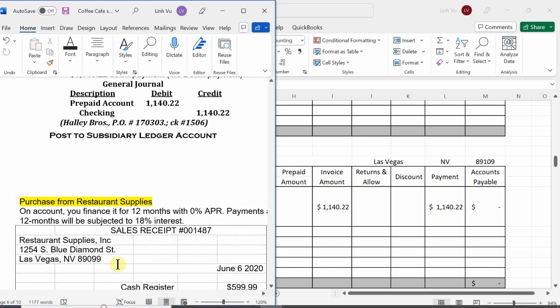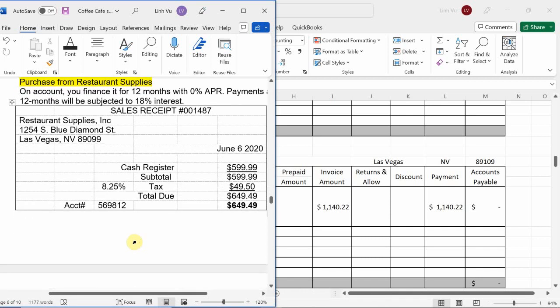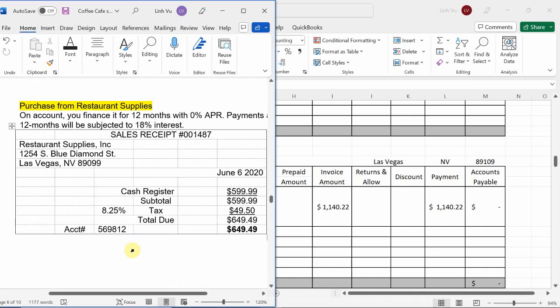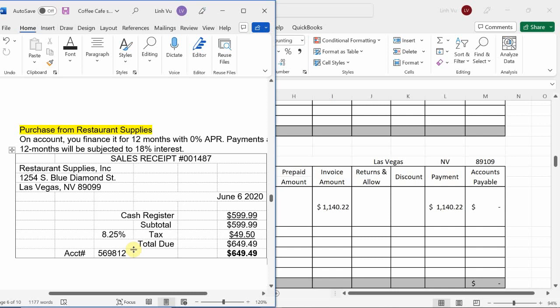So in this case, what did you purchase from Restaurant Supplies? A cash register? You purchased a cash register on an account and you financed it with 12 easy monthly payments. And here's the deal. You are not required to pay everything in full because you have that 0 APR grace period, meaning you're not obligated to pay right away. You can choose after 12 months to make the first payment. But in this case, you're going to be subjected to an 18% interest.